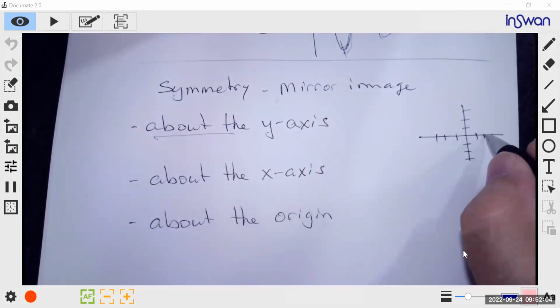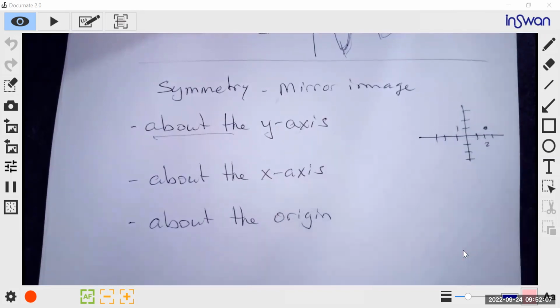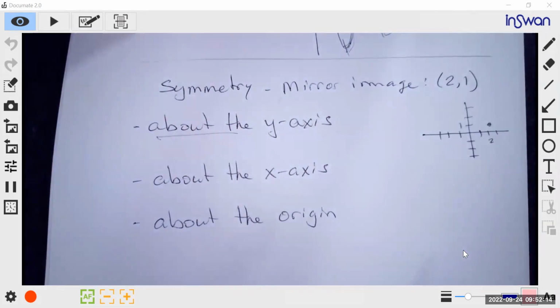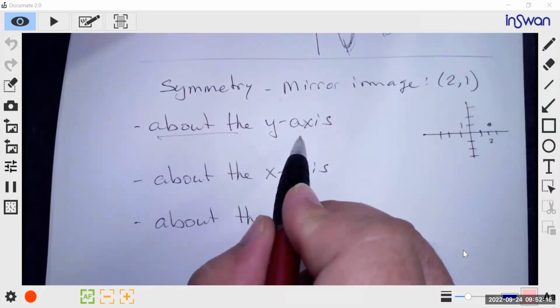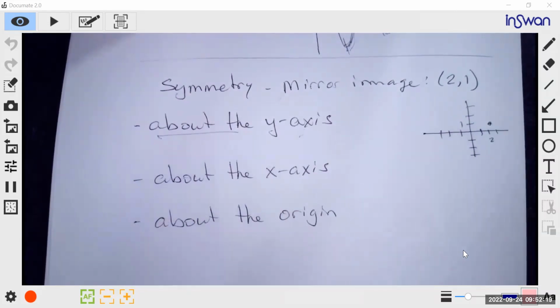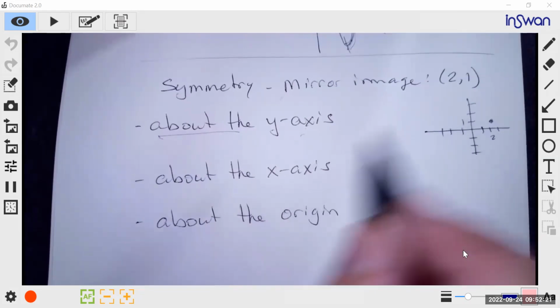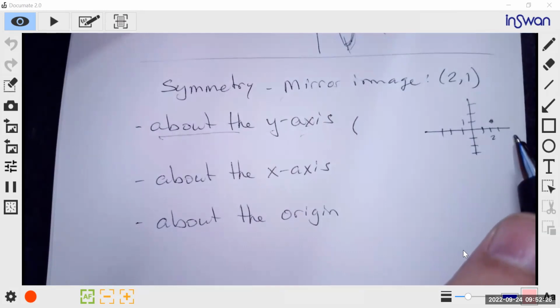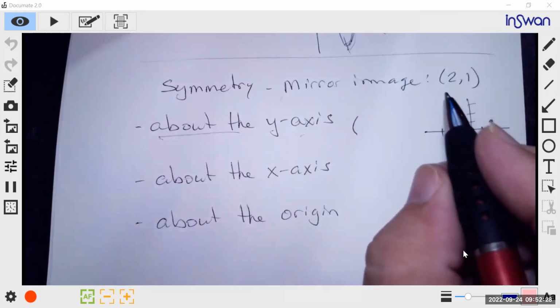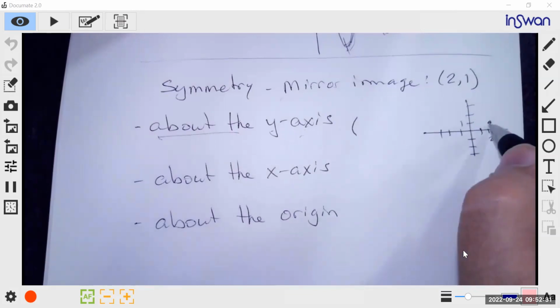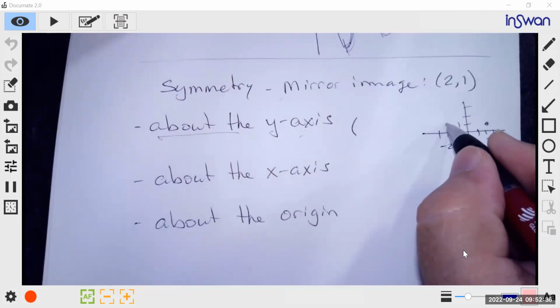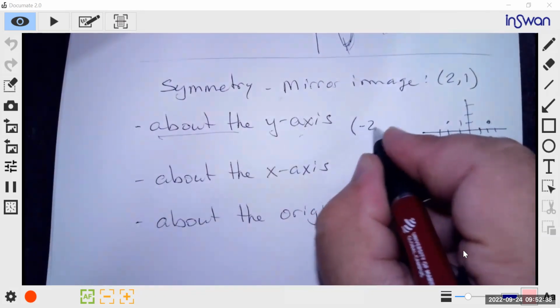So earlier I had the point (2, 1). That's my original point, (2, 1). If I flip it across the y-axis, what's the mirror image? What's the mirror point across the y-axis? It'll be (-2, 1).